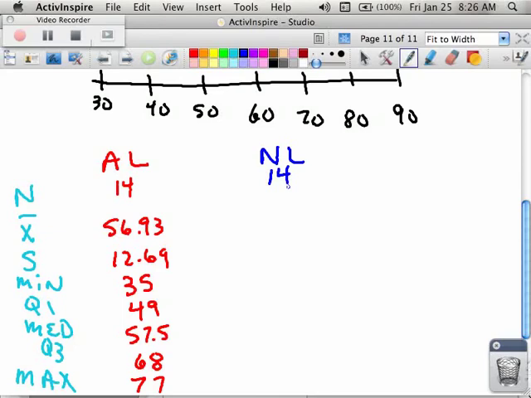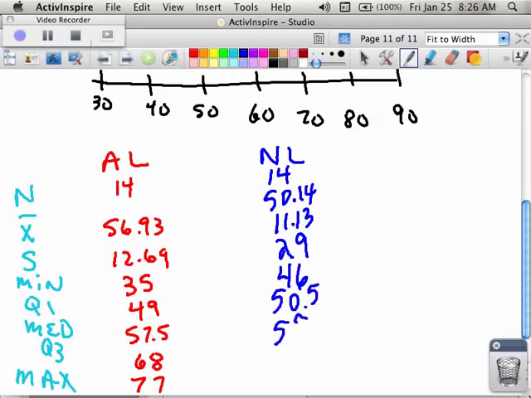And then in the National League, if I'm writing those down, 14 again for our data points, 50.14, 11.13, 29, 46, 50.5, 55, and 67. So now we've written down all the different pieces of information numerically.